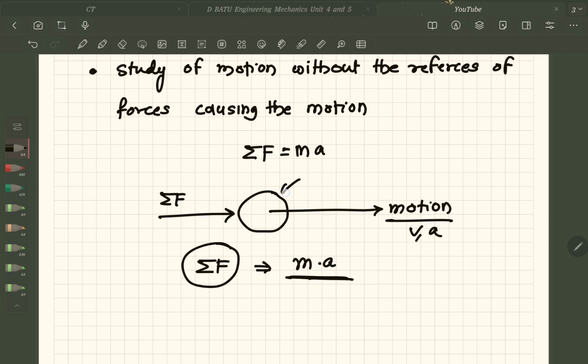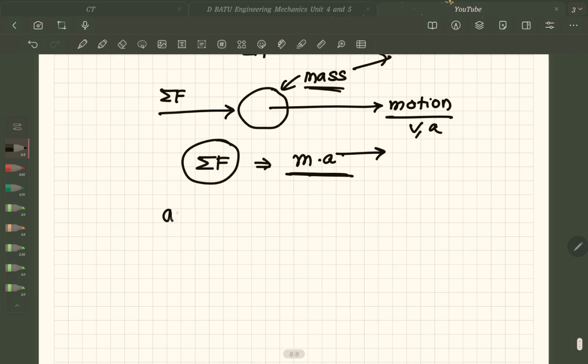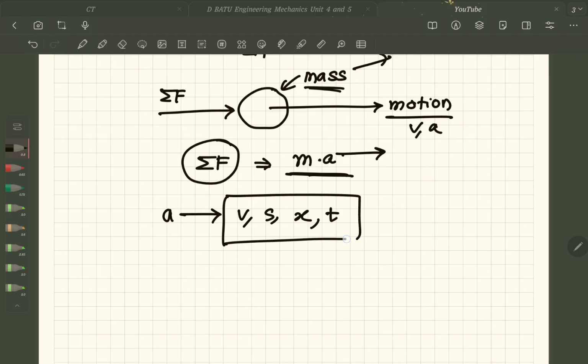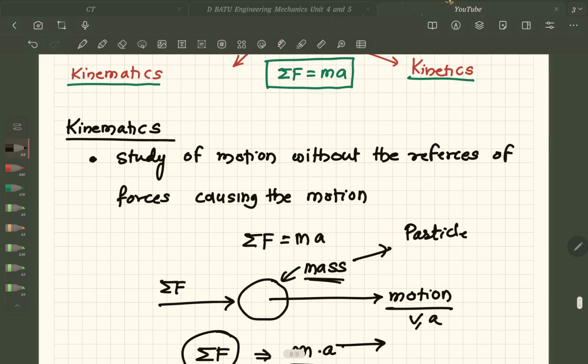Now again, since the mass is constant, you don't have to calculate the mass parameter, because we are considering only particles, and the mass is constant. We are not interested in the mass of the object. What we are interested in is the acceleration part of it. Acceleration again deals with the velocity, the displacement and the position, and the time period. So I am interested in only these four parameters when I am considering the part of kinematics.